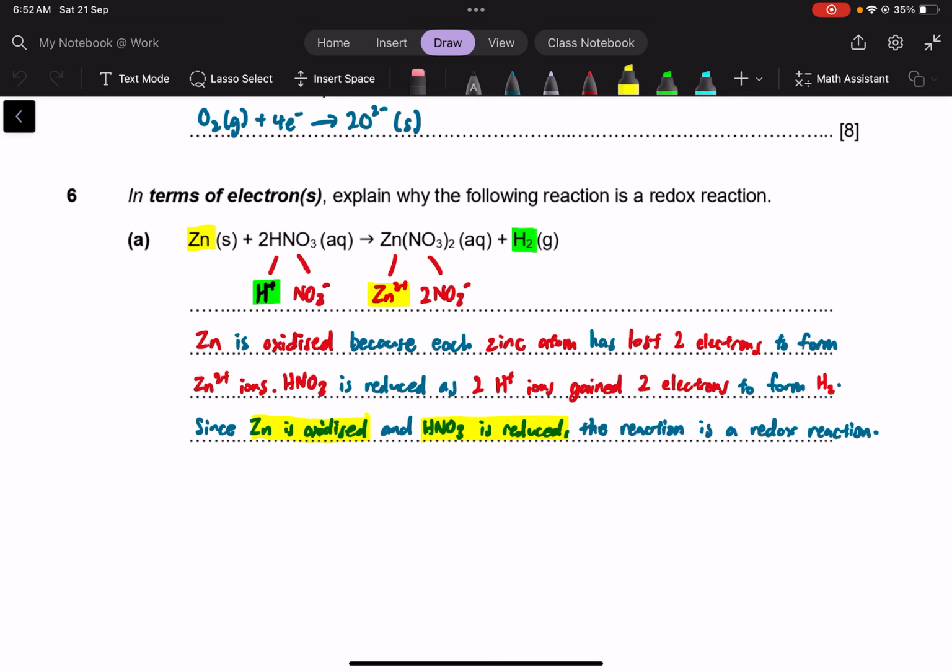So it will be a complete transfer. The number of electrons transferred from the zinc to nitric acid is the same. One zinc atom loses 2 electrons, while 2 H plus ions gain 2 electrons. Then do remember your concluding statement. Since zinc is oxidized and nitric acid is reduced, the reaction is a redox reaction.